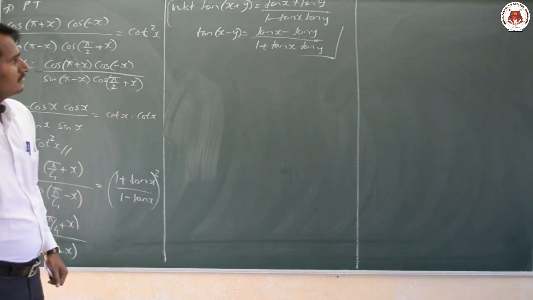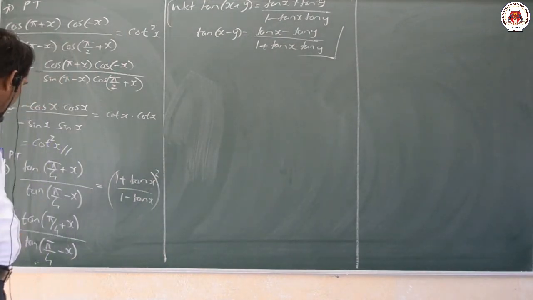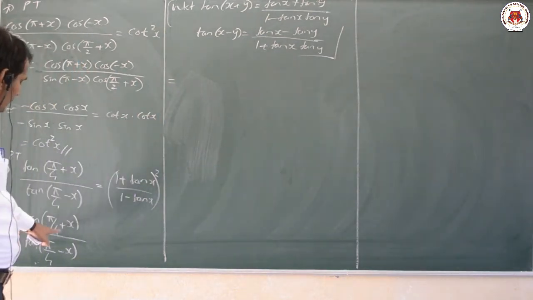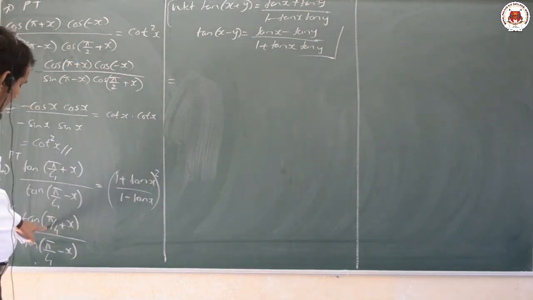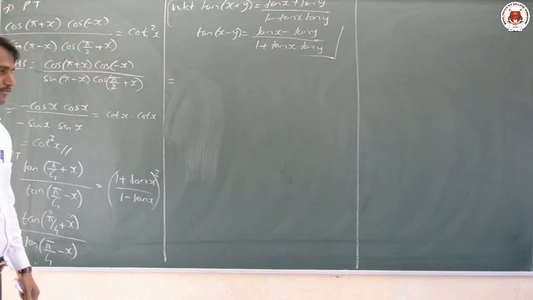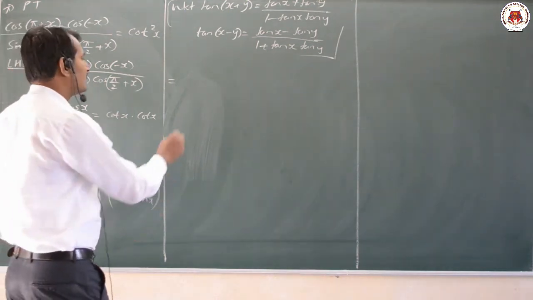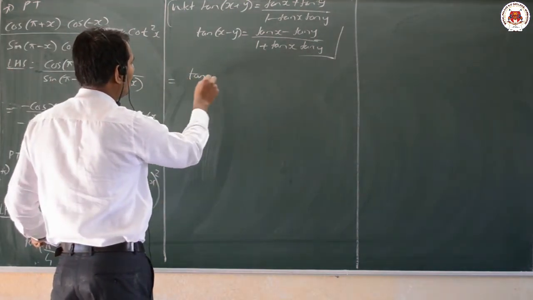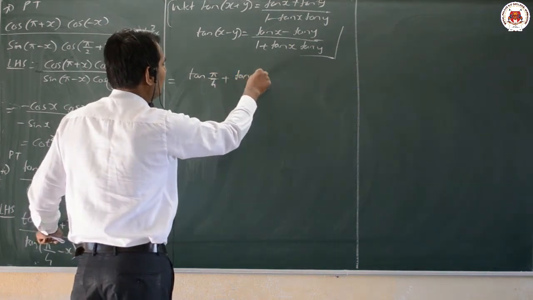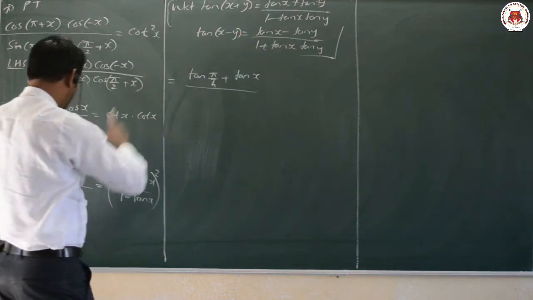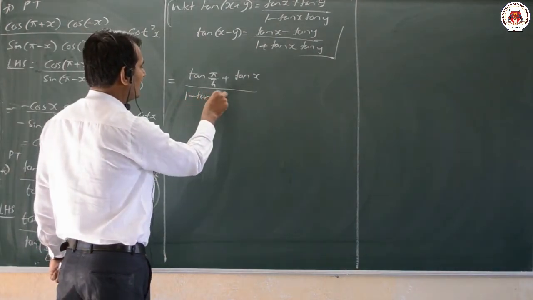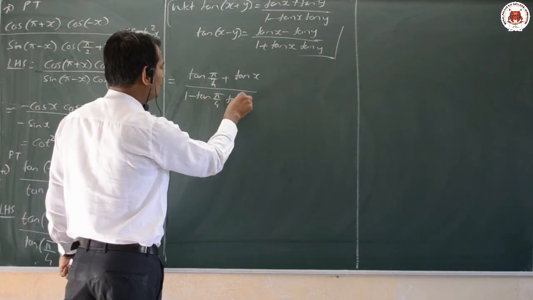Now tan of (x plus y), that is the numerator part. Here x is pi by 4, and y will be x. We shall make use of the formula. That is nothing but tan of pi by 4 plus tan x, where in the place of y we have x, divided by 1 minus tan of pi by 4 into tan x.